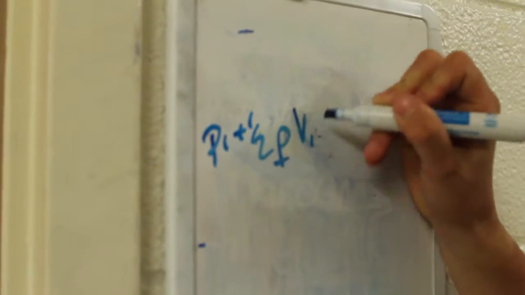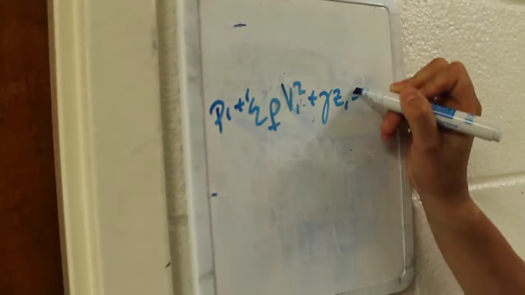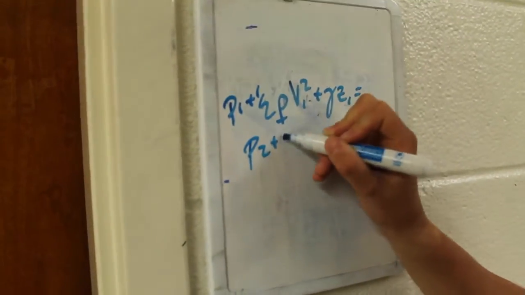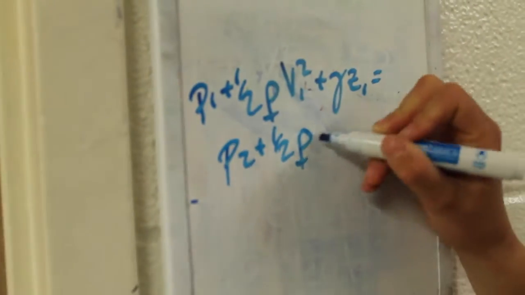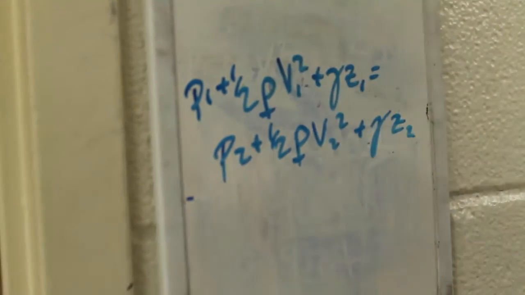So here we have the celebrated Bernoulli equation, and some of the assumptions of this are that the viscous effects are assumed negligible, the flow is assumed to be steady, the flow is assumed to be incompressible, and the equation is applicable along a streamline.